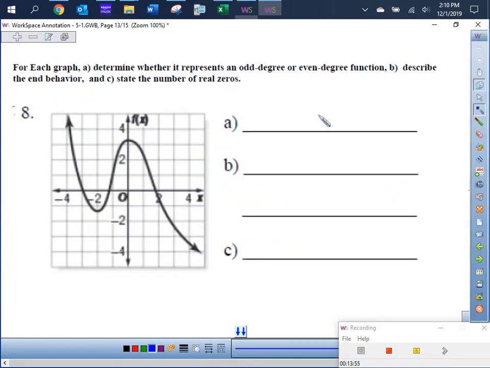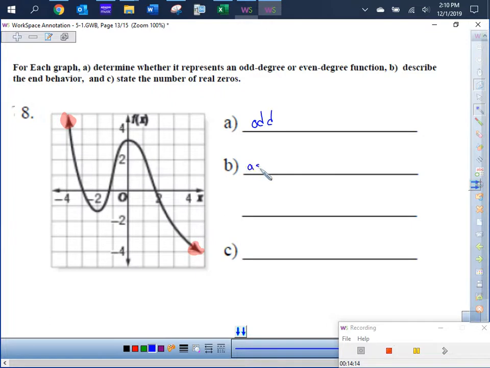Let's try that again. First, they want to know if it's even or odd. Well, we look at the ends, and they are going different ways. So since they're going different ways, that is an odd degree function. You can even tell, since that's going down as we go to the right, that it has a negative leading coefficient, right? How about for the end behavior?